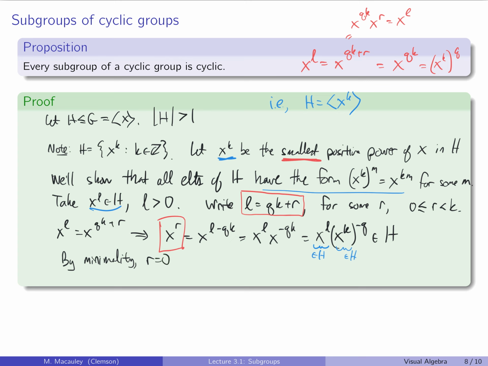So when r is 0, that means that x^L is x^(kq), which is (x^k)^q. So in other words, the arbitrary element in H that we picked is some power of x^k, which means that H is cyclic. So thus, H is cyclic. And that's the proof.